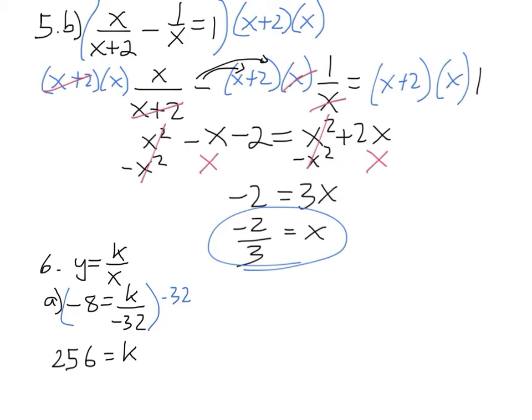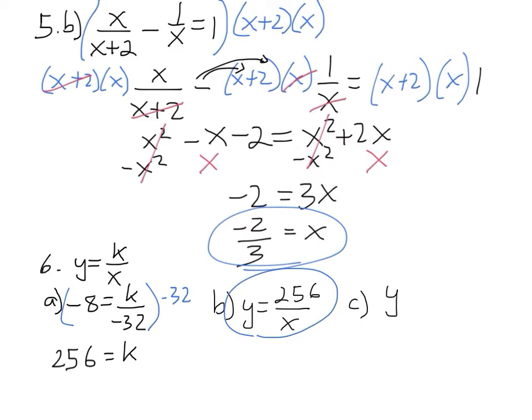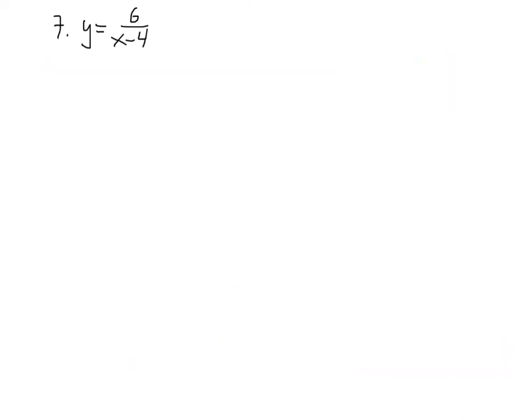So our part B, what does the equation look like? Well, y equals 256 over x, so that would be B. C, I want to know what y is when x is 10, so all we do is we plug in 10 for x, and we get y equals 25.6. That's it.